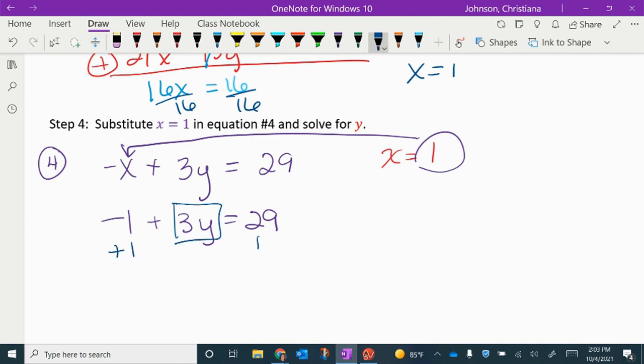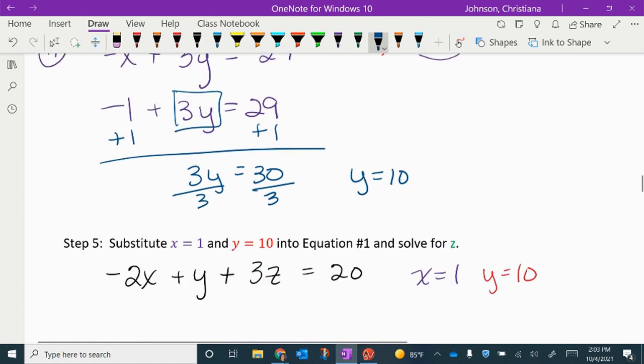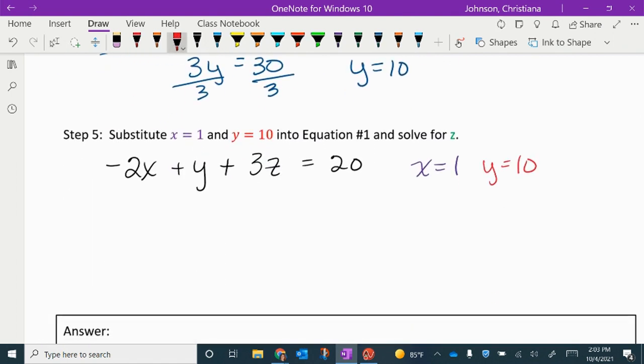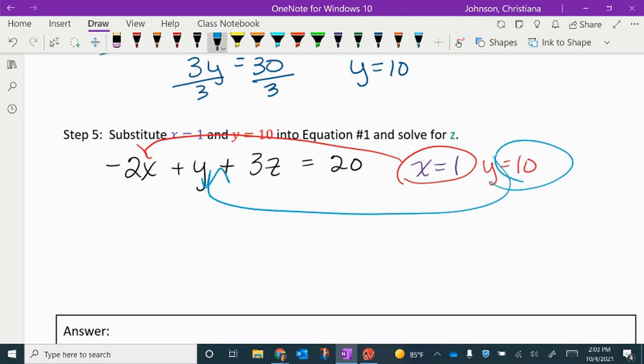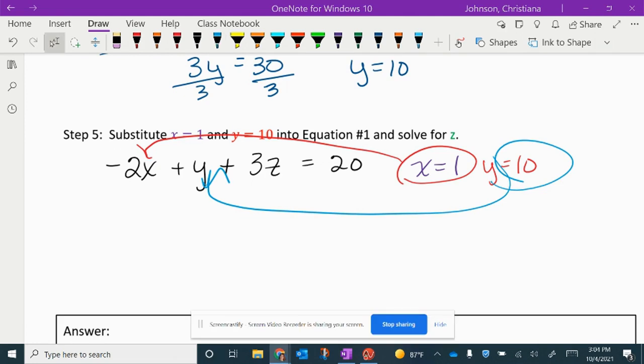So add 1 to both sides. 3y is 30, and then we divide by 3, we get y is 10. Now we're going to substitute both of those, x and y, into where they were in the first equation. Okay, so we're going to substitute into the first equation, the original equation that was given to us.